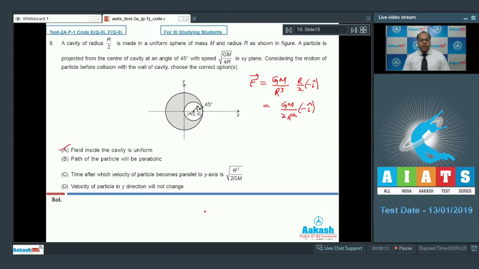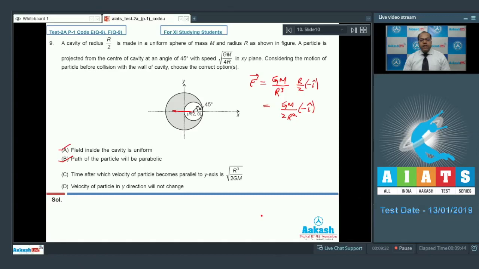Path of the particle will be parabolic. Since the gravitational force on the particle will act in this direction always, so the path of the particle will be parabolic because the angle between velocity vector and the acceleration vector is obtuse. So option B is also correct.